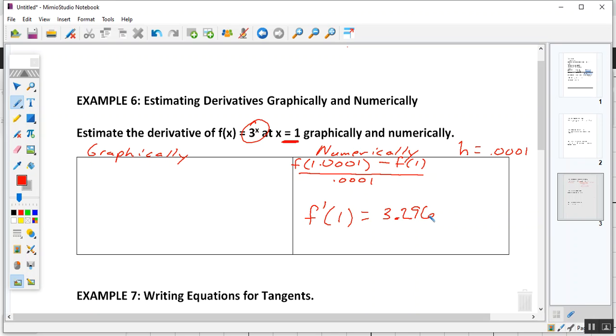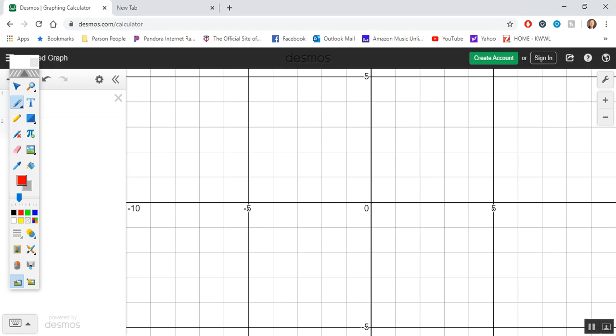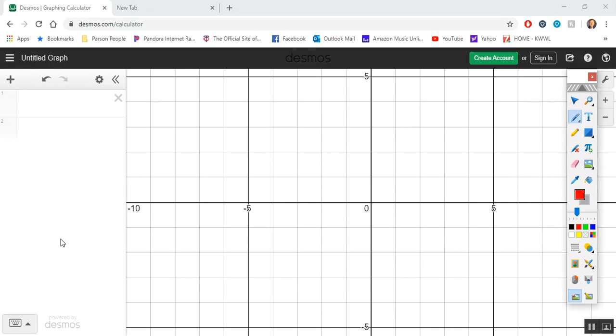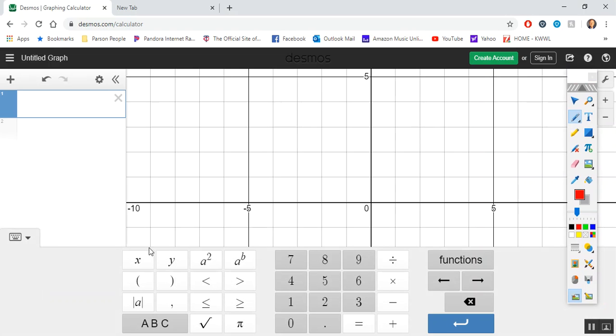Now I want to show you something real quickly, because this is so cool. Desmos is such a neat tool for this, especially in calc, and you're going to start to realize that here. I'm going to jump into Desmos quickly. Kids, help me out here. What was the original function we were talking about? 3 to the x. Very good. Here's my function right there, kids.